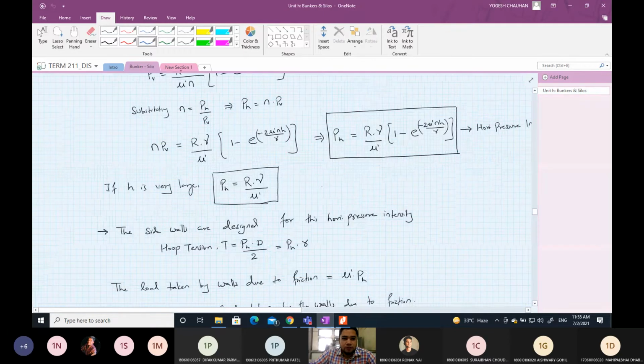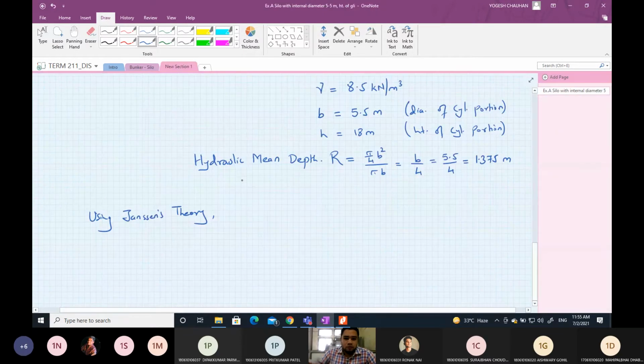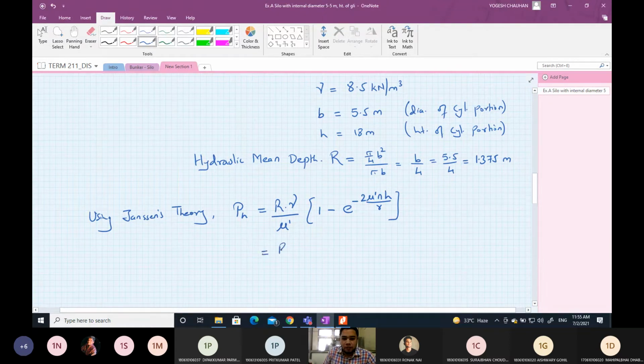So our expression is pH equals R times gamma divided by mu dash, whole multiplied by 1 minus e raised to the power minus 2 mu dash N H by R. Now here this formula can be written as R times gamma by mu dash into 1 minus e raised to the power, this term R by 2 is actually mu dash N H by R, where R is the hydraulic mean depth.